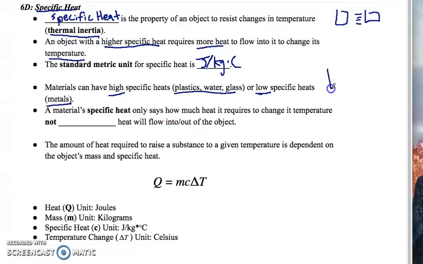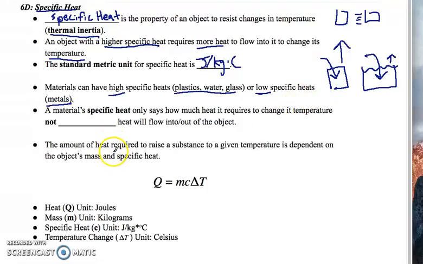So if we have some metal, and then we have some water, and you put the same amount of heat into both of those, the water's temperature is going to rise not that much, a little bit, but the metal's temperature is going to rise a lot. And the reasoning for that is water has a high specific heat, so it's going to tend to resist the change in temperature a little bit more. Metal has a low specific heat, so you put in heat, you're going to see the temperature rise a lot more for that given amount of heat.